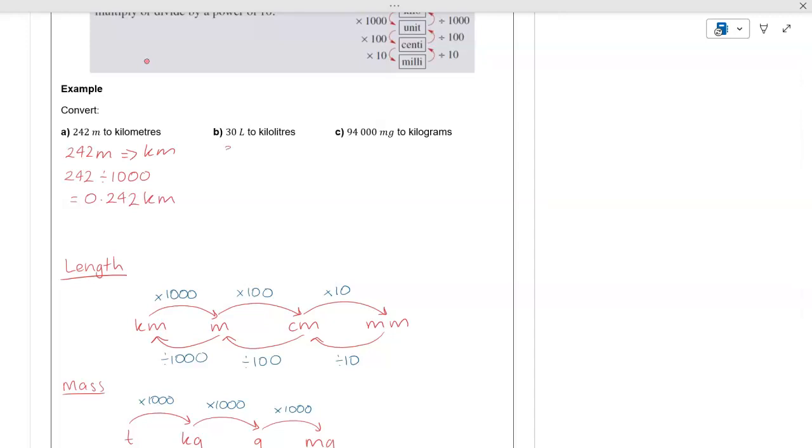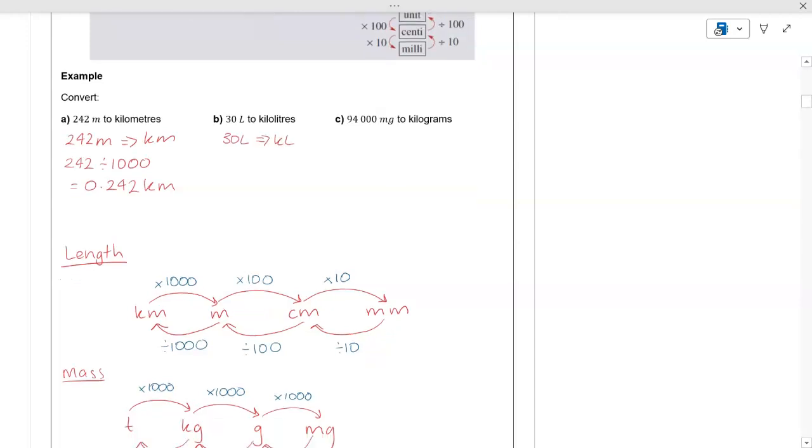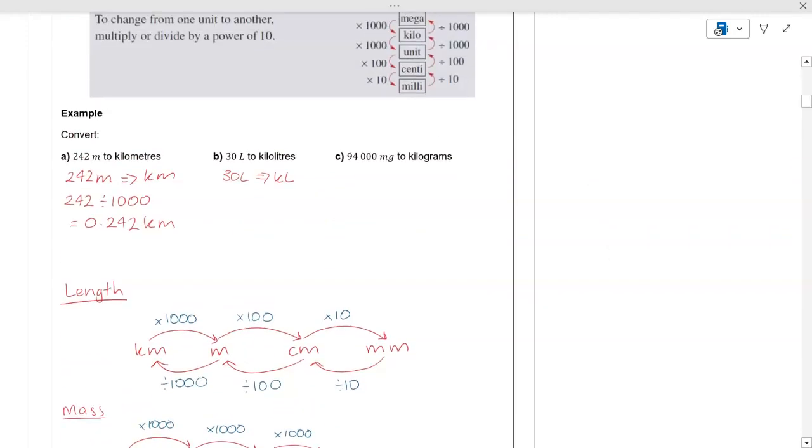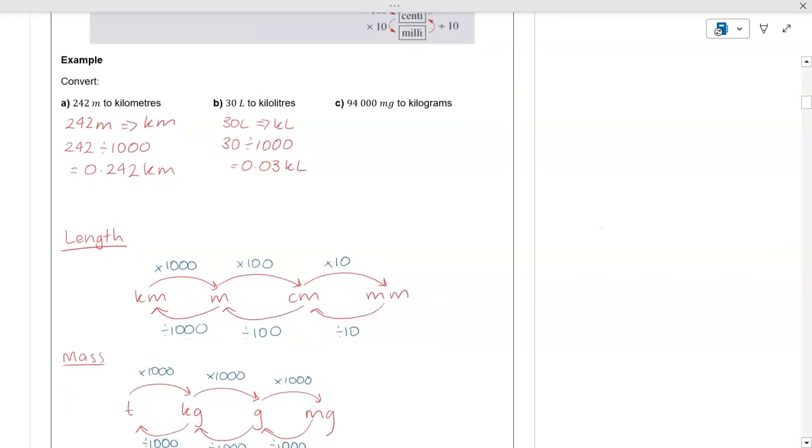For the second one, I'm going 30 litres, and I want to turn it to my kilolitres. So if I look down here, if I go litres to kilolitres, it is again dividing by 1,000. So it would be 30 divided by 1,000. So I'm going to move that decimal point 3 places, dividing by 1,000. So 1, 2, and 1 more. So it's going to be 0.03 kilolitres.